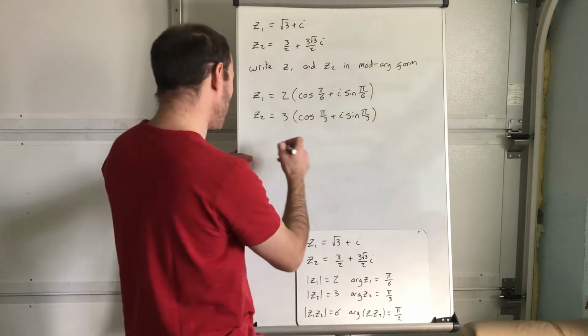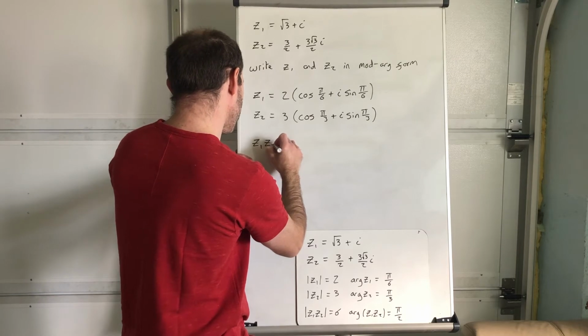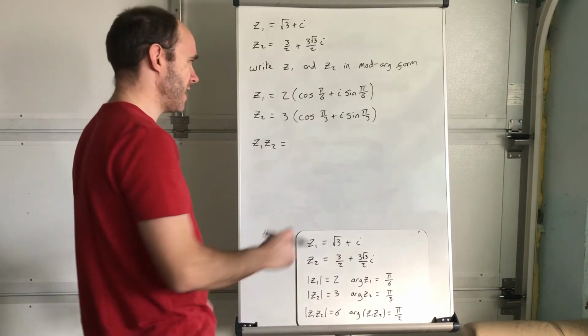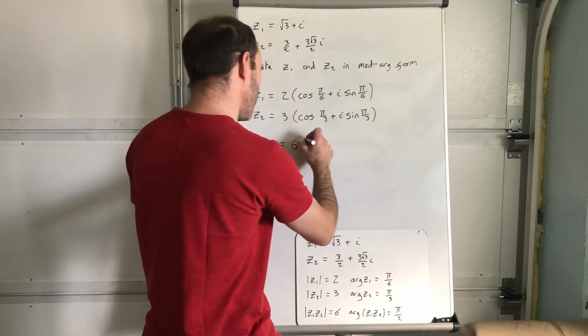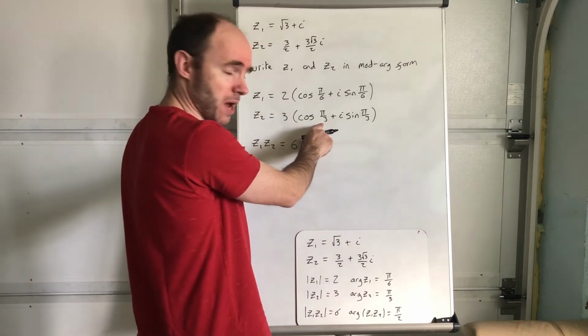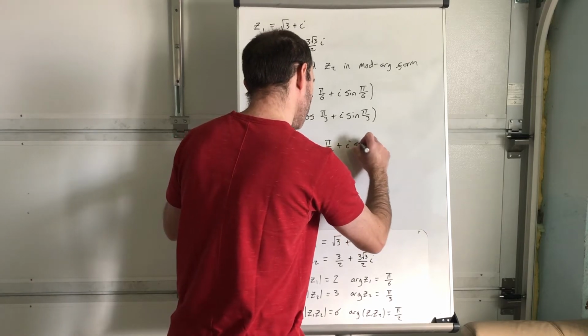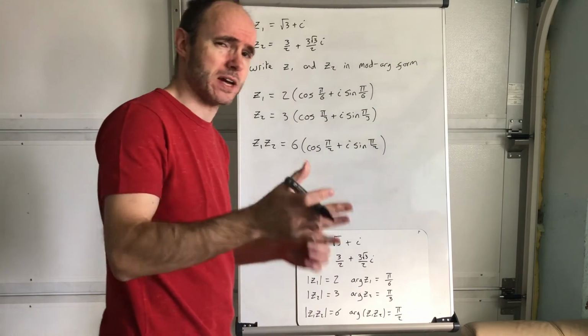Now then, what happens when we multiply z1 by z2? Well, what I'm saying is that you'll get 2 times 3, which is 6, and when you add the arguments together, pi over 6 plus pi over 3, that's pi over 2, and you should get 6 times cosine pi over 2 plus i sine pi over 2. That was my conjecture, really.